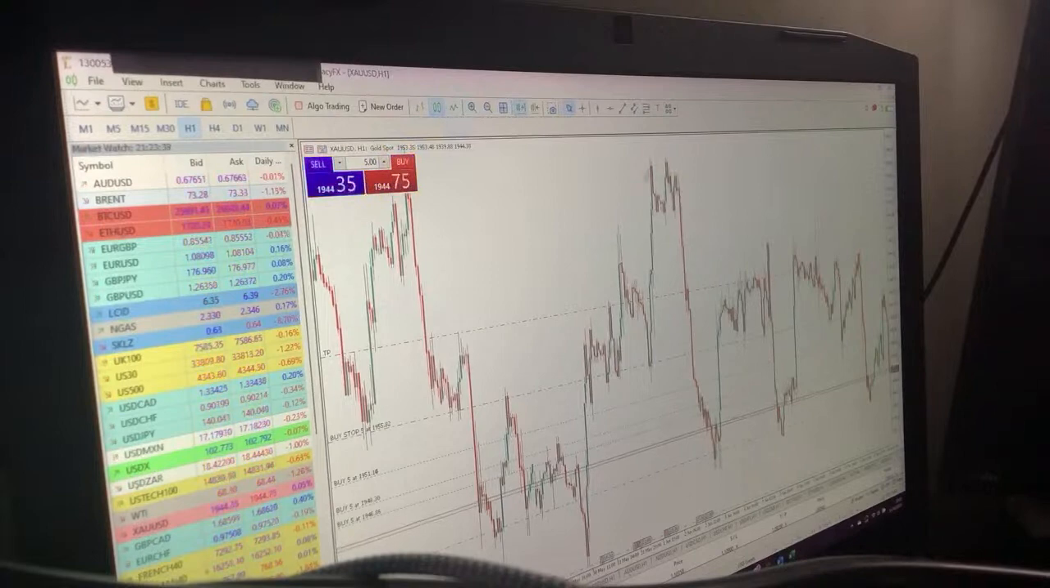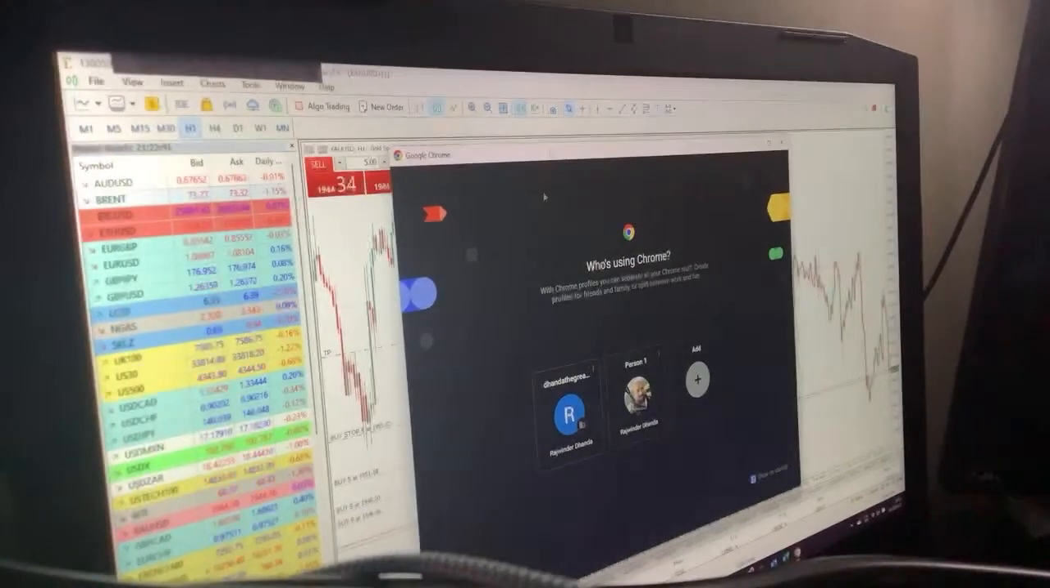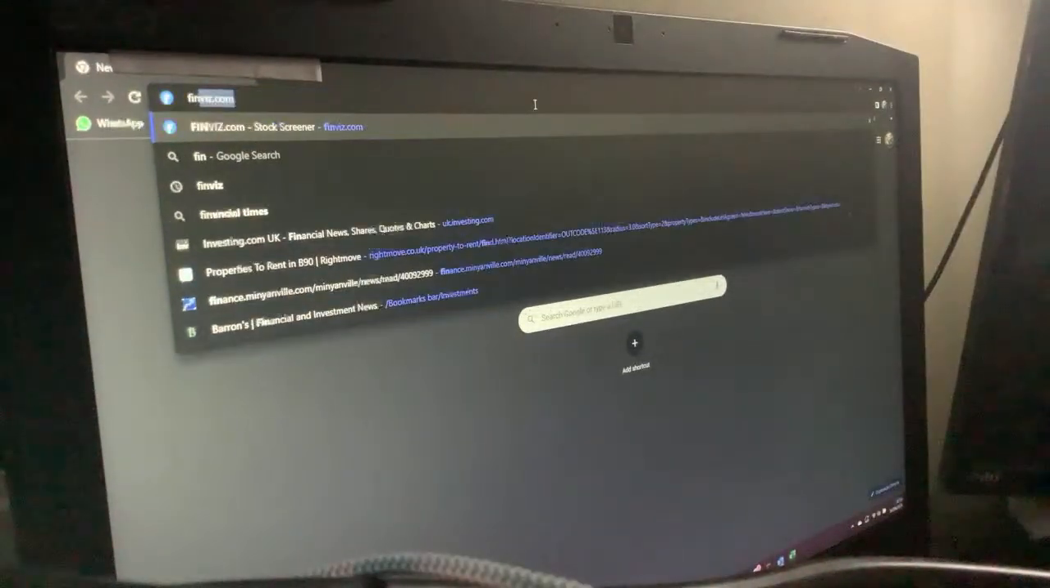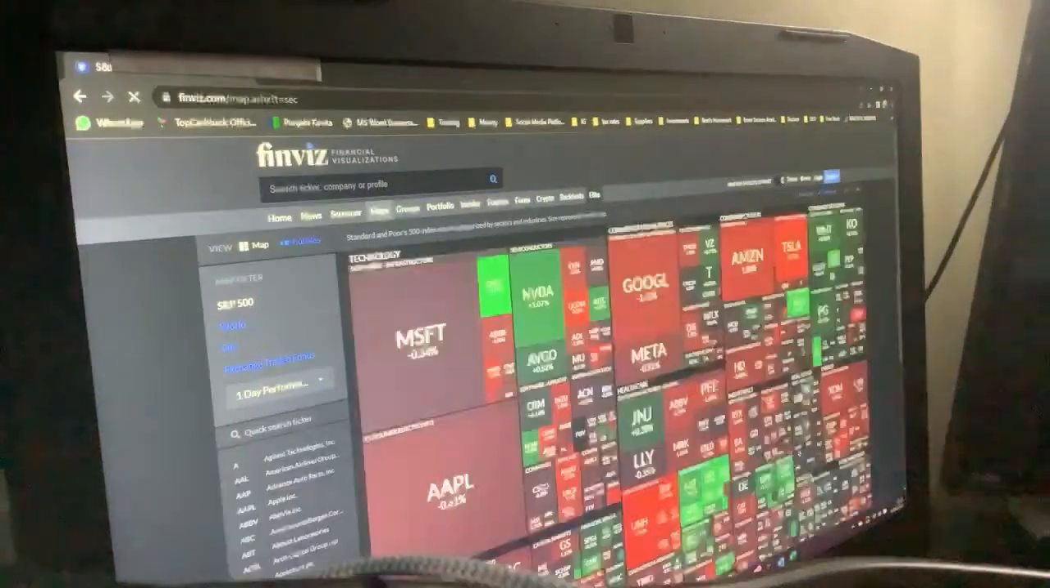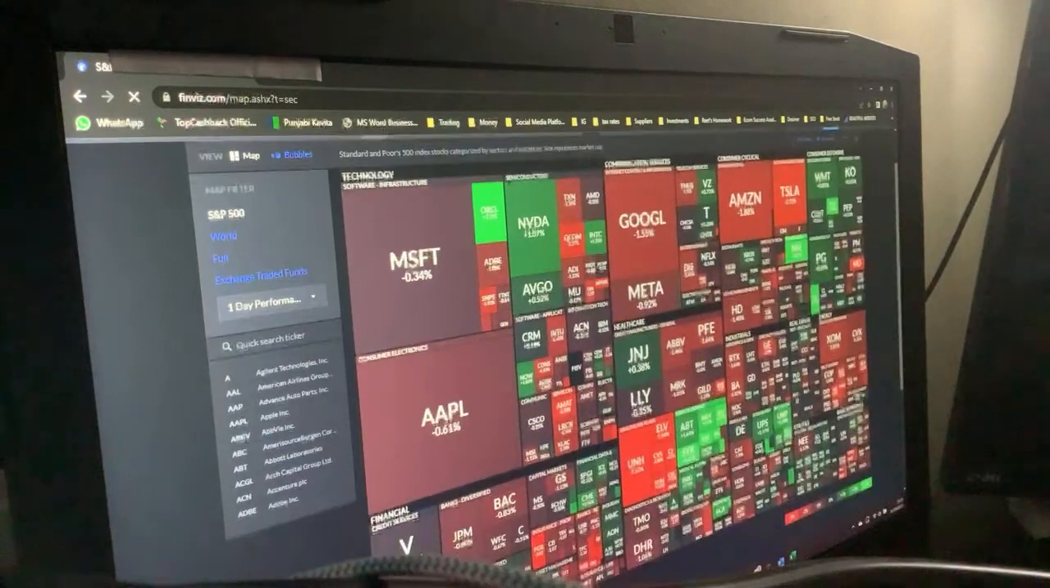So if we look at it here, market, you can see the sell-off happening.